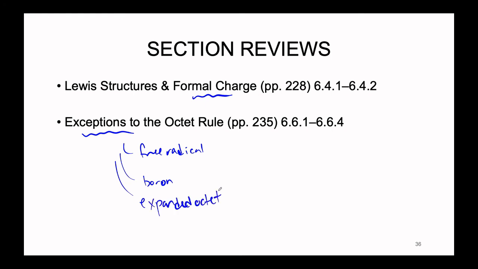There are a lot of checks and balances that we have in order to determine whether or not we need to break the octet rule, or if we're actually more stable not breaking the octet rule. But that type of critical assessment is going to be something that we're going to have to really learn with practice, so I would strongly suggest working through the section review problems here.